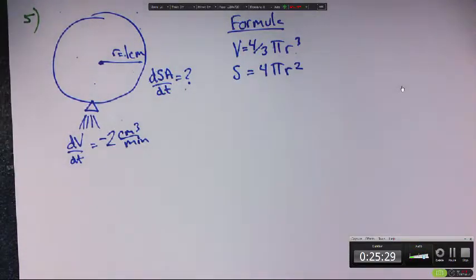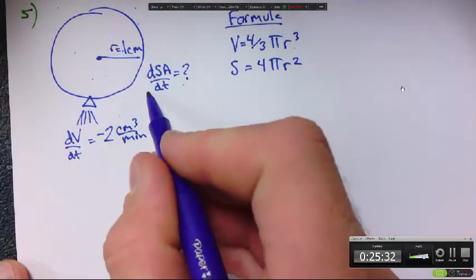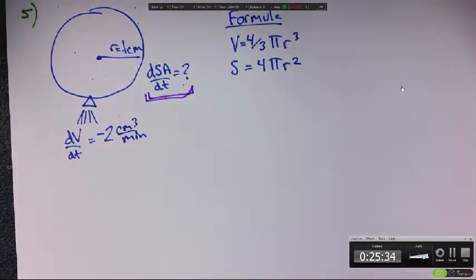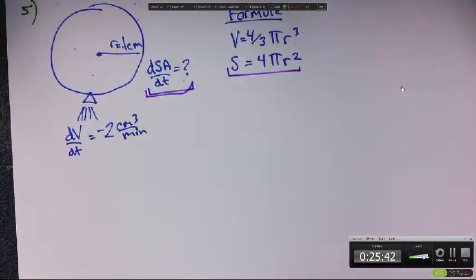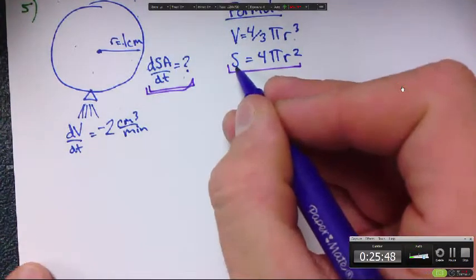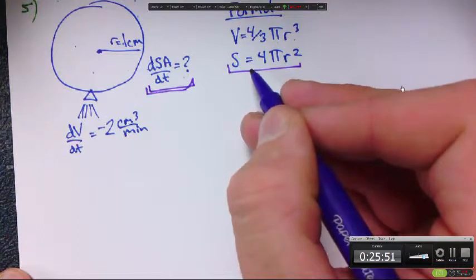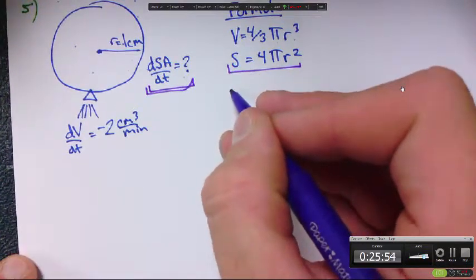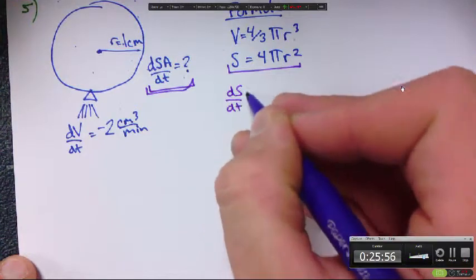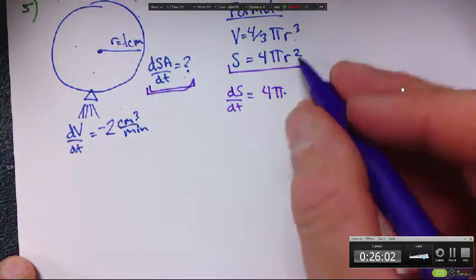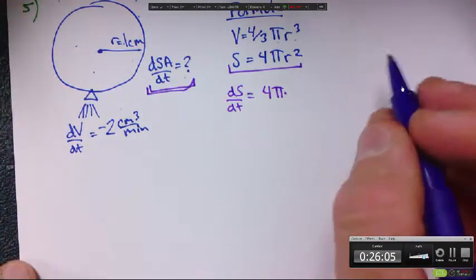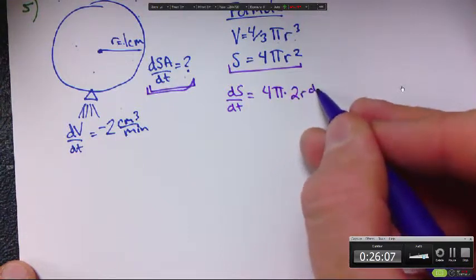Now, it gives us two formulas. Right off the bat, we're looking for dSA/dt, or the rate of the surface area, how fast it's changing. So we're going to take the derivative of the surface area formula, the derivative of both sides. The derivative of S is what? 1 dS/dt is equal to 4 pi times the derivative of r squared, which is 2r dr/dt.